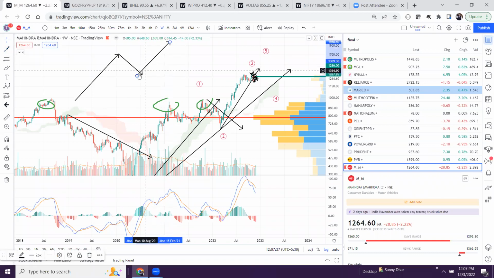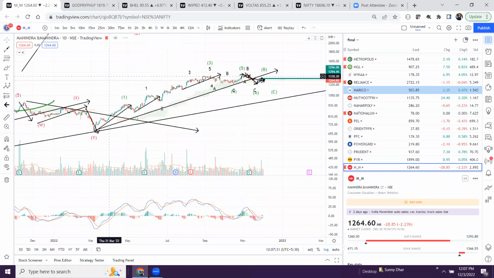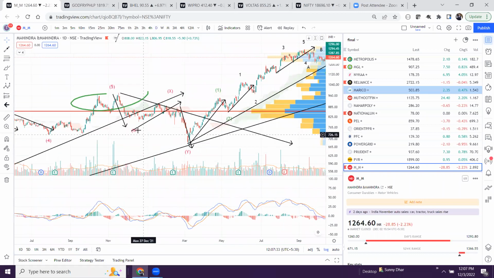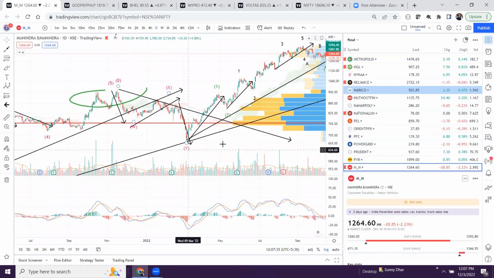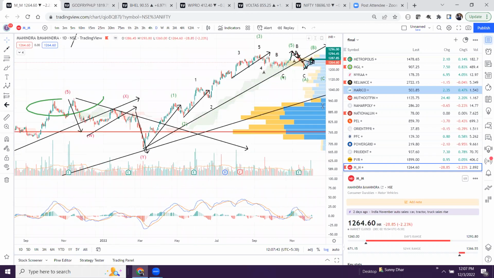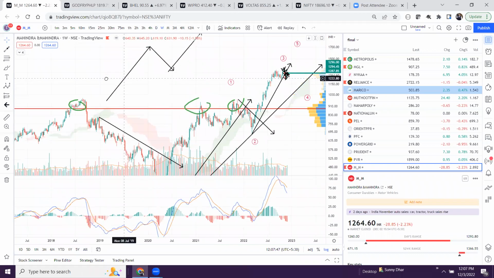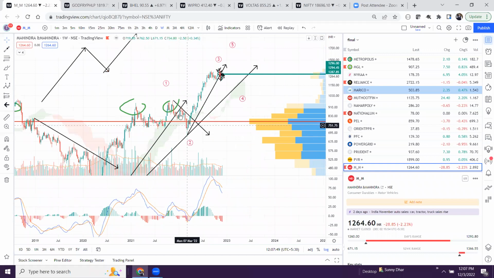So how do you know that the next impulse has started? You have to just do the labeling of the corrective structure. Like I have labeled the corrective structure WXY, and once this Y wave, the third corrective wave, got over, you saw that a fresh impulse to the upside started. Let me go again. You saw at this moment, when you track this on a daily level, this second wave was over and the next third wave started.